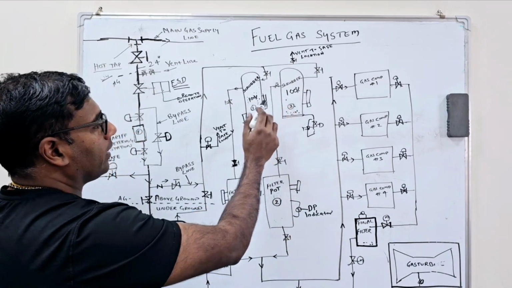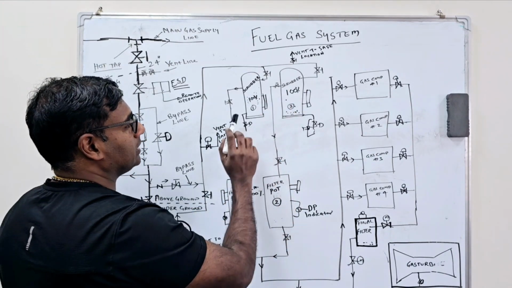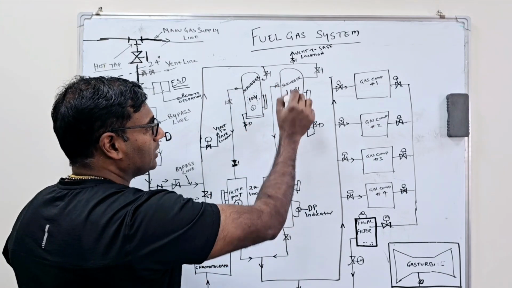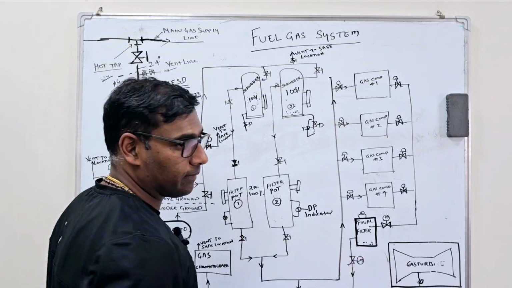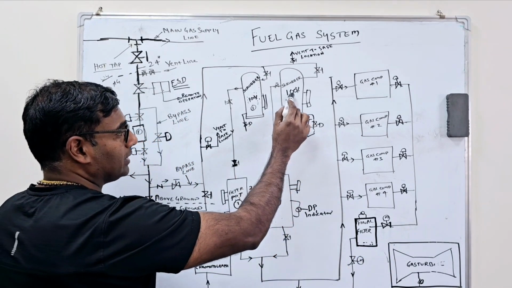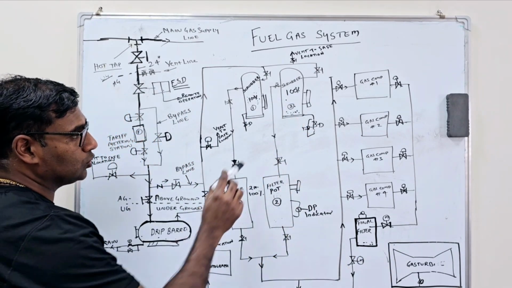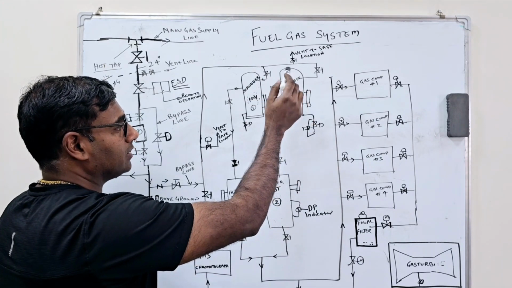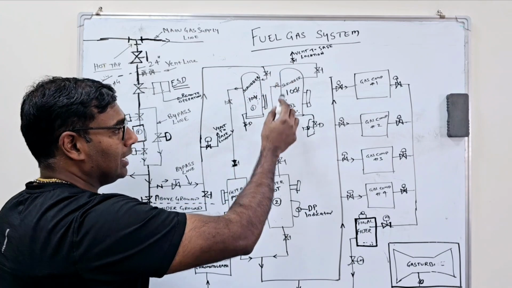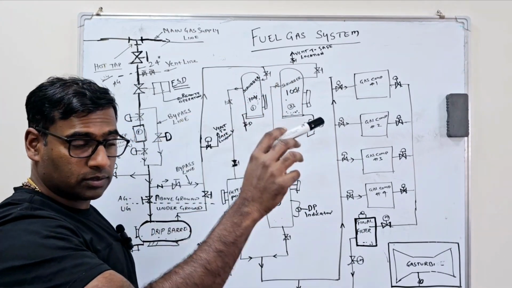There are two scrubbers provided, and I have mentioned 100%. 100% means this one scrubber is enough for the entire gas plant and for the gas turbine. That's why I have mentioned 100%. This scrubber is also provided with level indicators, level transmitters, and level switches, and this will be wired to a control system.